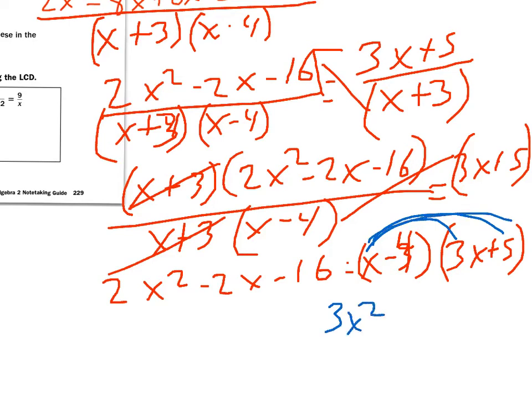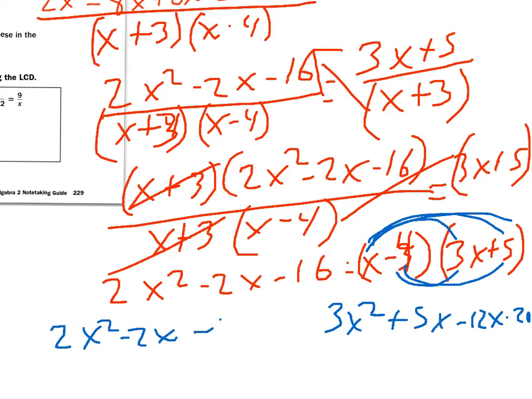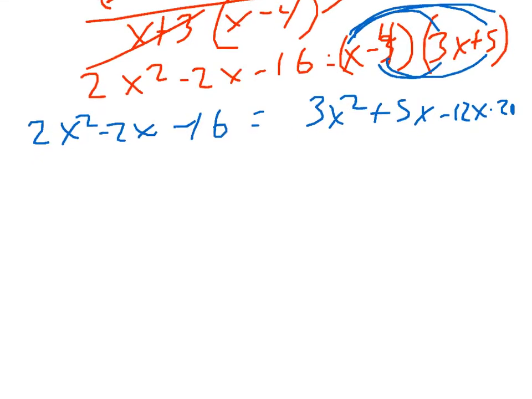3x squared plus 5x minus 12x minus 20. Okay? Still equals this here, 2x squared minus 2x minus 16. Now, I'm thinking right now I'm going to have to start using the Pythagorean theorem. So what I'm going to do is get 0 on one side of this equation. So I'm going to minus 2x squared, and add 2x. Oh, this is going to be a negative 7x right here, I'm going to add 2x to it. And I'm going to add 16.